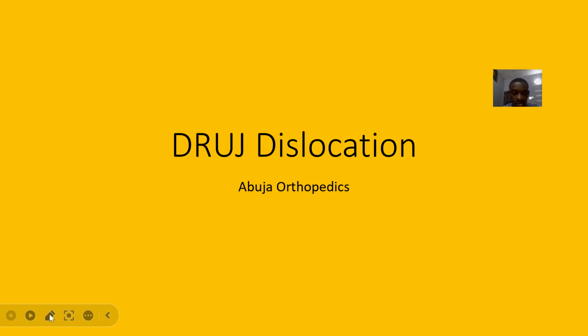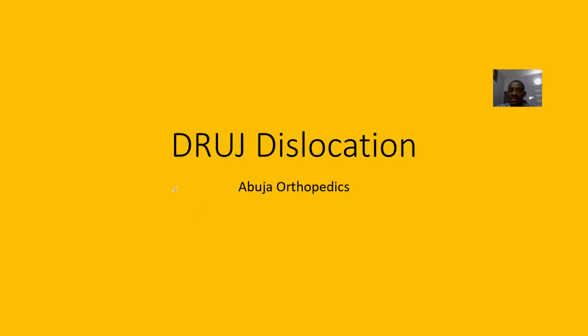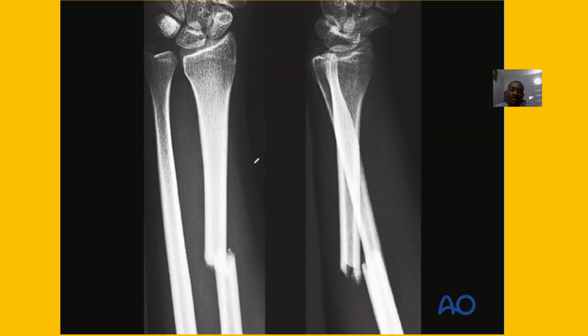Now, the next condition which we'll be discussing this evening is the DRUJ. So DRUJ, the full meaning of DRUJ is what? Distal Radioulnar Joint. So dislocations could occur at this joint, and that's what we're actually trying to look at.